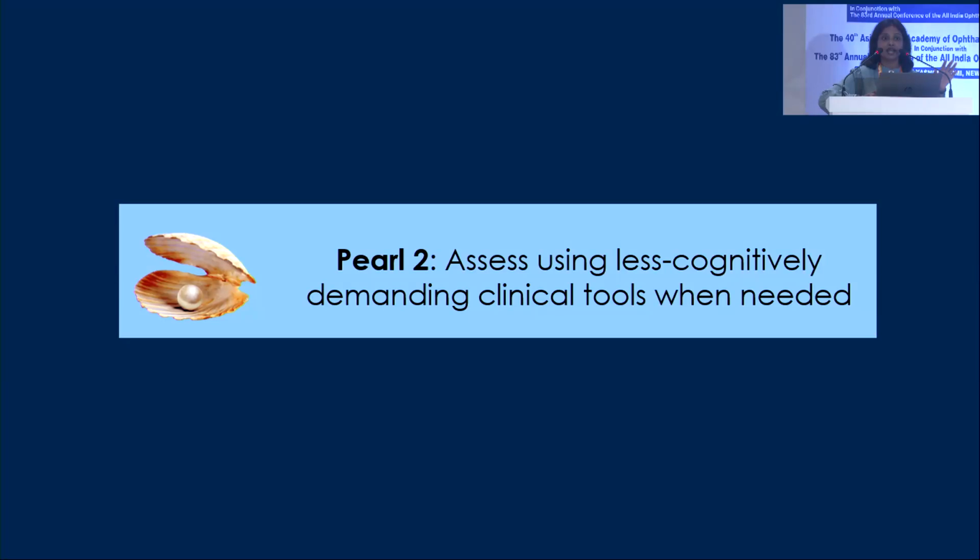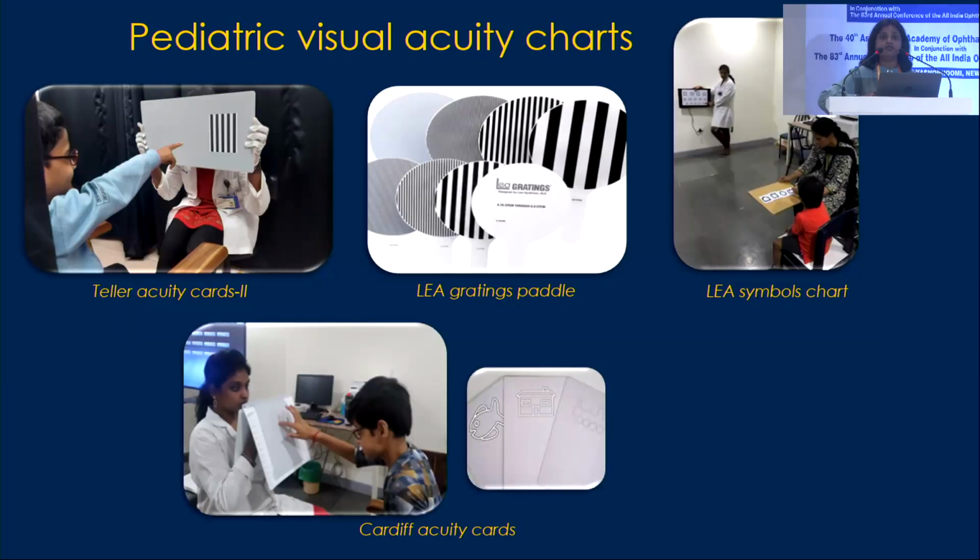A 10-year-old child comes, do not assume that this child may be very familiar with letters and just put them on. Check for the child's familiarity, look for the interaction they have with you, and then if needed, come down the hierarchy and show easier tasks, like for example the grating acuity test or the matching acuity test.